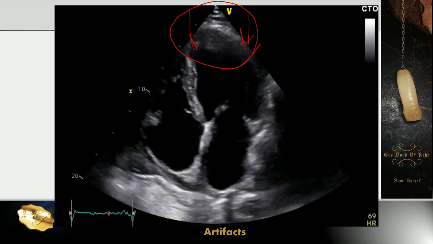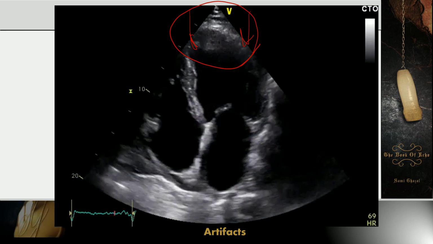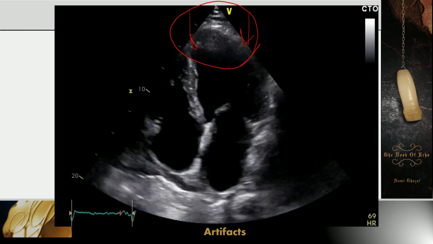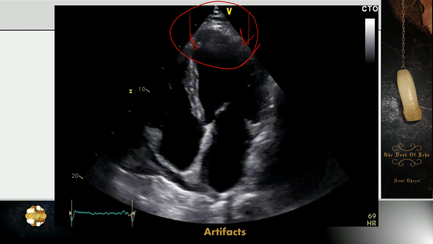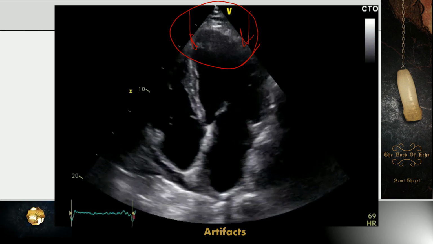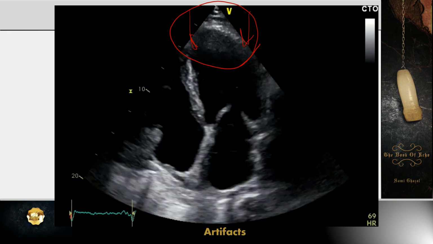It may mimic LV apical thrombus, but if you look carefully, it does not move with the heart, because the source of this artifact is the transducer, and the transducer is stationary, so it does not move.